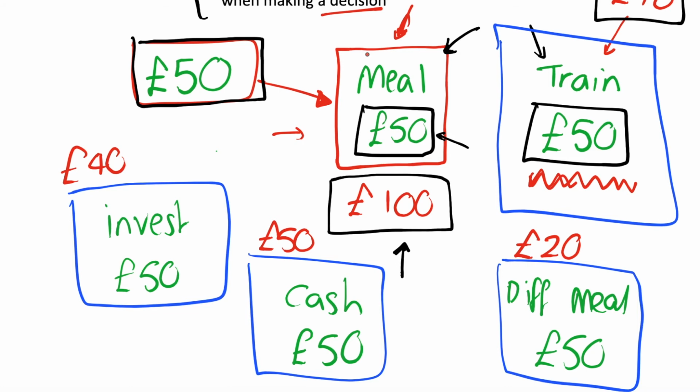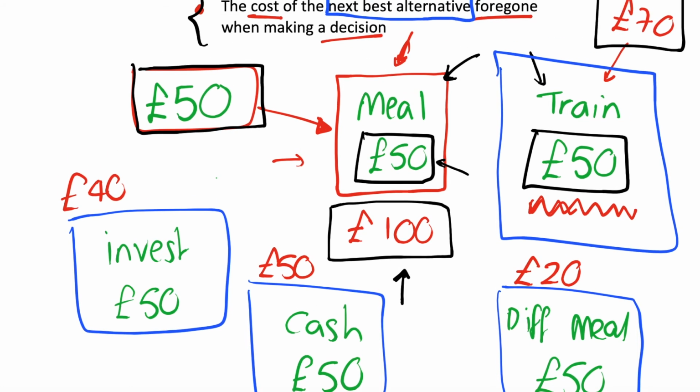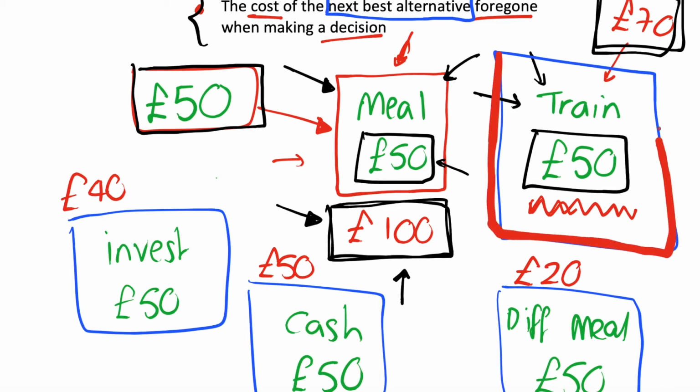And if we do this exercise, we notice that we would still choose our meal for £50, our Domino's pizza, and the next best alternative would still have been the train. This was still worth £70 to us, but unfortunately for the train, or whoever gets the money from the train fare, our Domino's meal was still worth more. So we still choose the Domino's meal, but we have foregone this train journey.